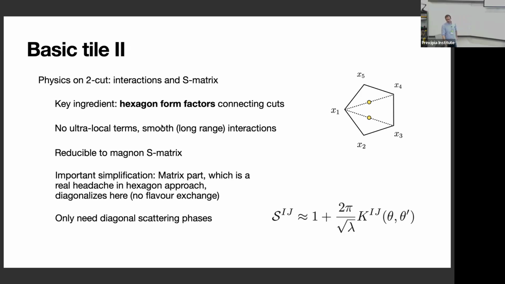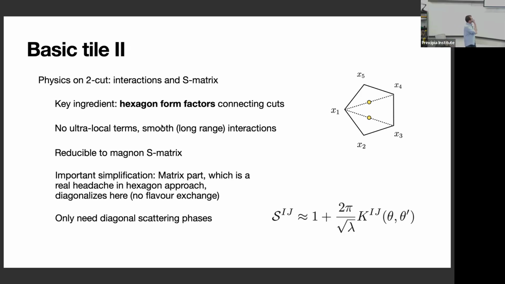And besides, it ends up being entirely reducible to the magnon S matrix. So that means that there is essentially not much to compute here. Everything has been known for decades. We just need to input it correctly in our system to get the final answer.